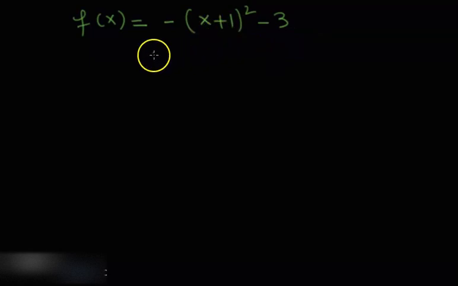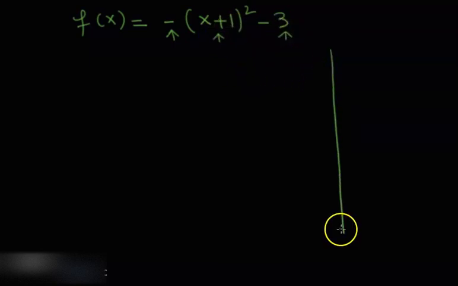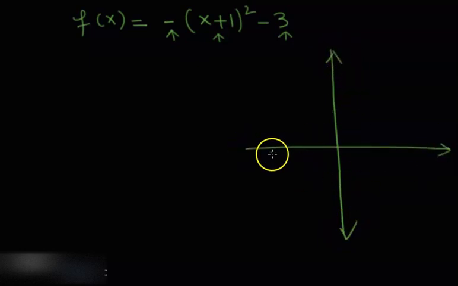Then one last thing, you can even be asked to plot this function f of x equal to minus x plus 1 square minus 3. So what we are going to do basically, first we will reflect, then we will shift 1 unit to the left and then 3 units down. So let's reflect. This is the parent function, reflection here, and then 1 unit to the left here, and then 3 units down, 1, 2, 3. So it will be somewhere here.